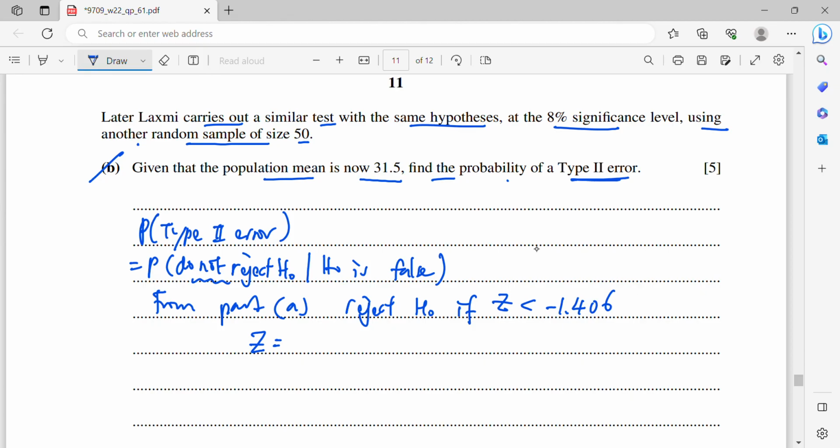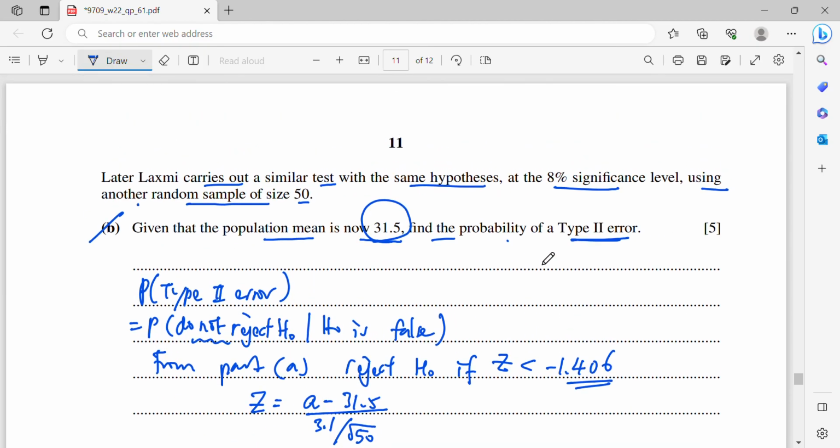So now, my Z is going to be A minus 31.5 because your mean is 31.5, over the standard deviation is still the same, over square root 50. Okay, so now from here, my Z is going to be negative 1.406. And what is my A? Right? So I need to find out what is the X, the region for the X, so that it will reject H0. So here, A minus 32.1, sorry, the mean is 31.5.